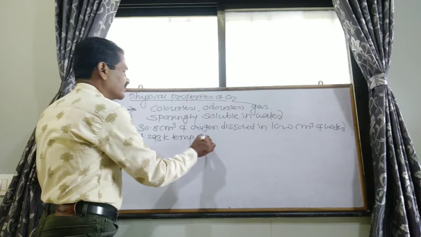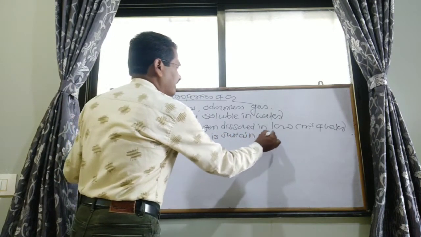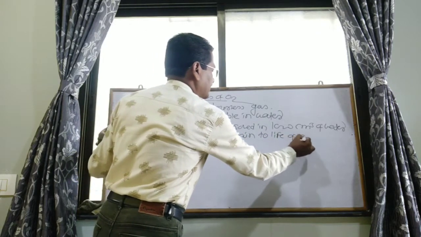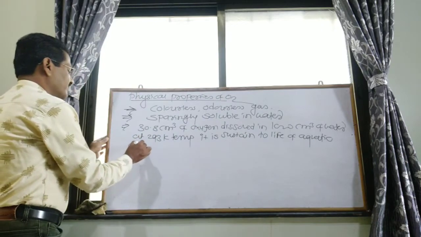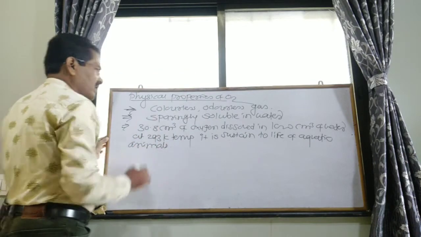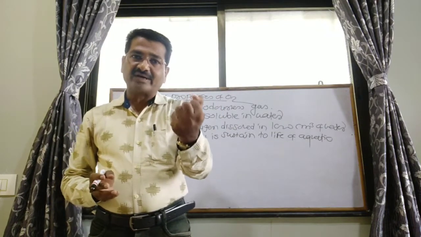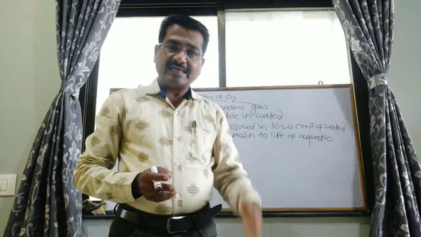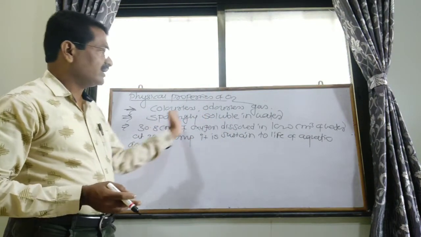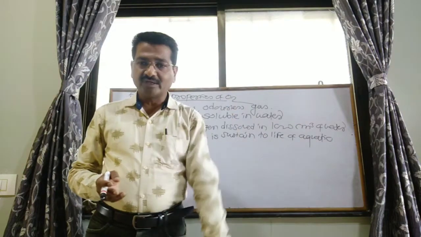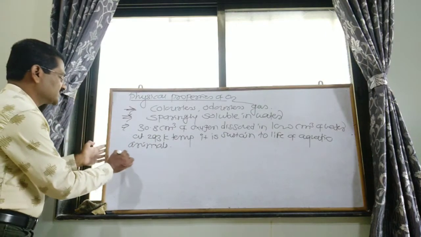It sustains the life of aquatic animals. Aquatic animals are those that live in water. They require oxygen, and that oxygen is obtained by dissolving in the 1000 cm cube of water. That is a physical property.